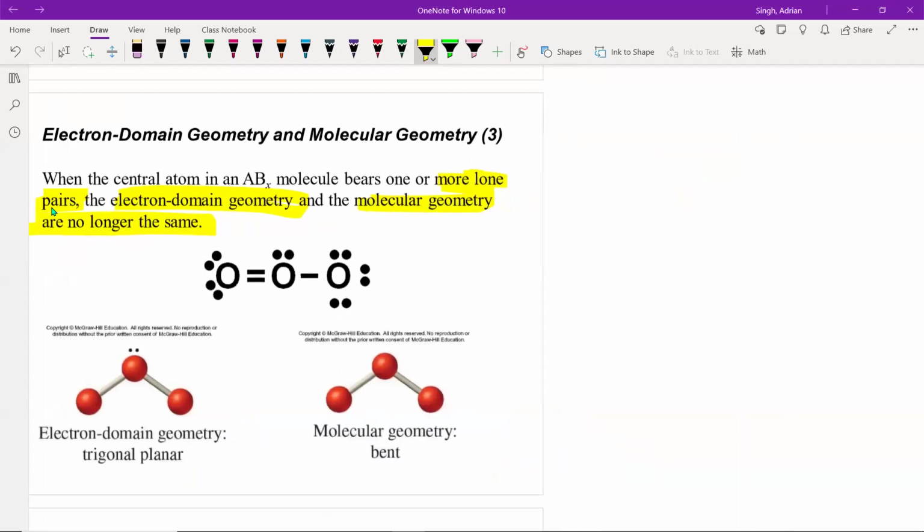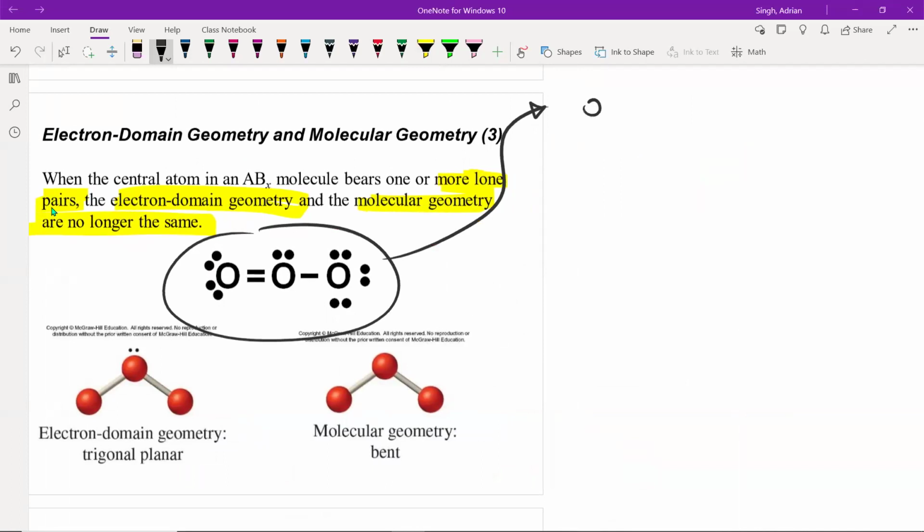Okay, so what I mean by that is if I have a molecule like ozone, for instance. So this is O3, ozone. If I were to draw the Lewis structure for it, okay, we have our central O in this case. We're going to have a single bond to an O on the right, double bond to an O on the left. Okay, so I focus on my central O.